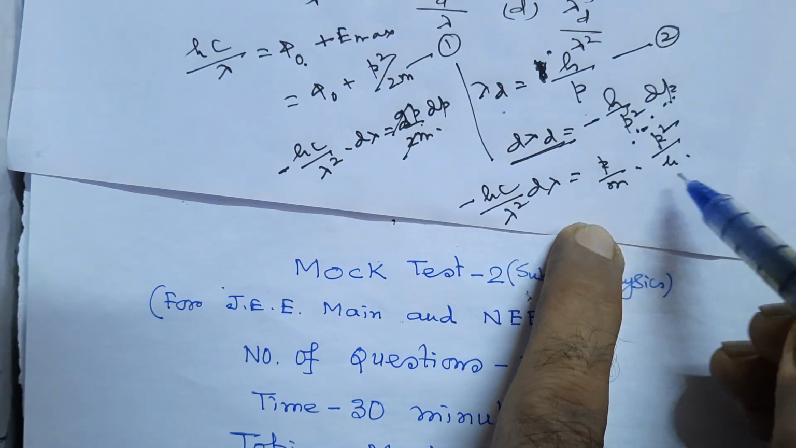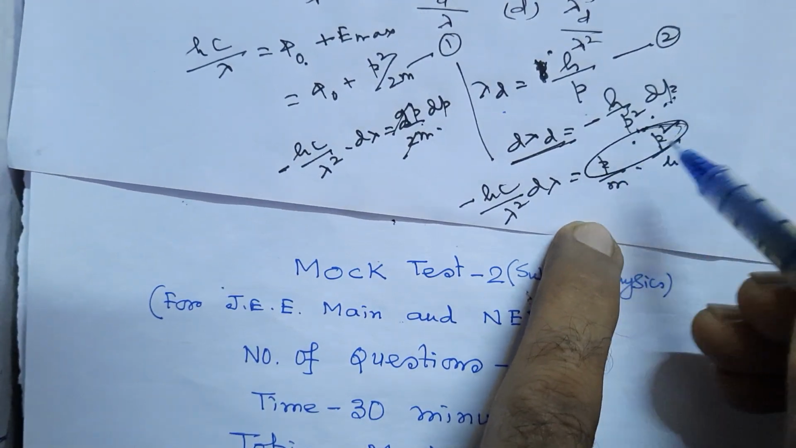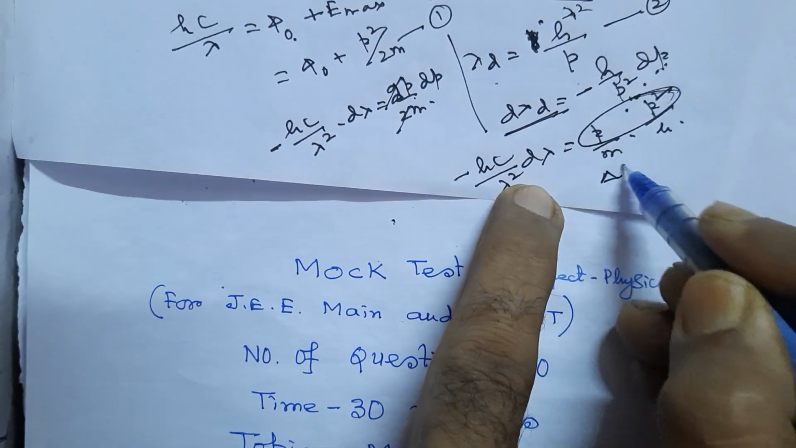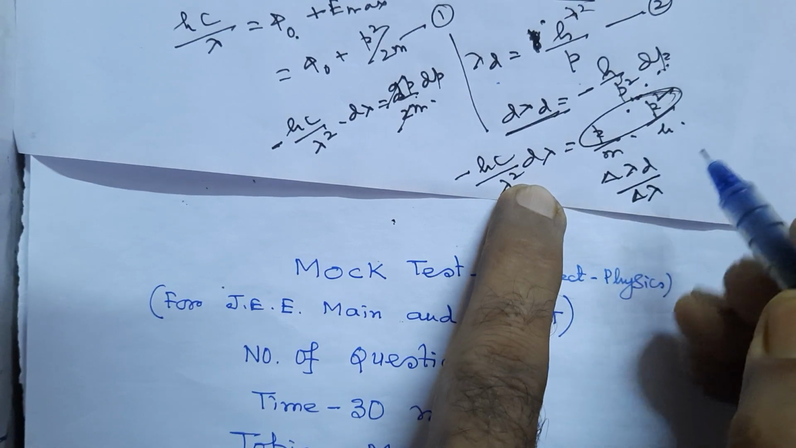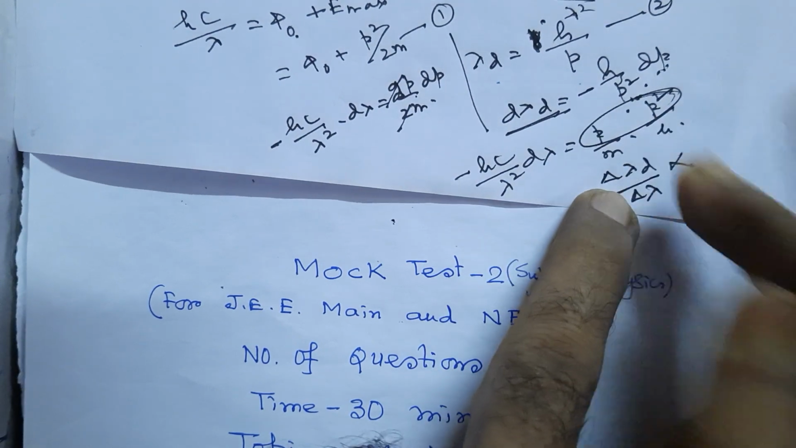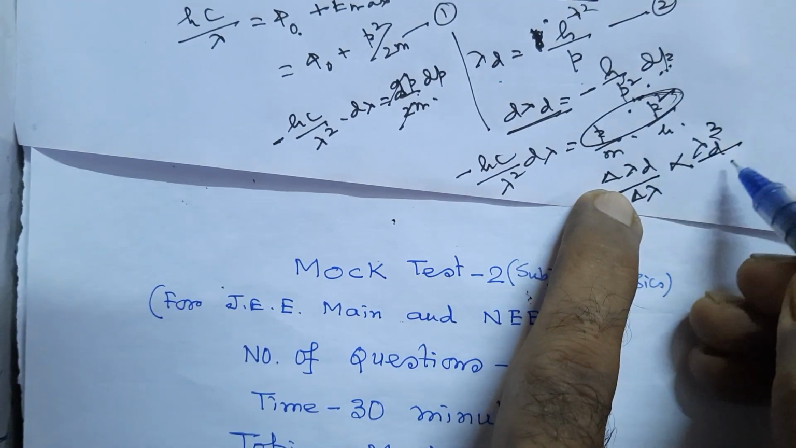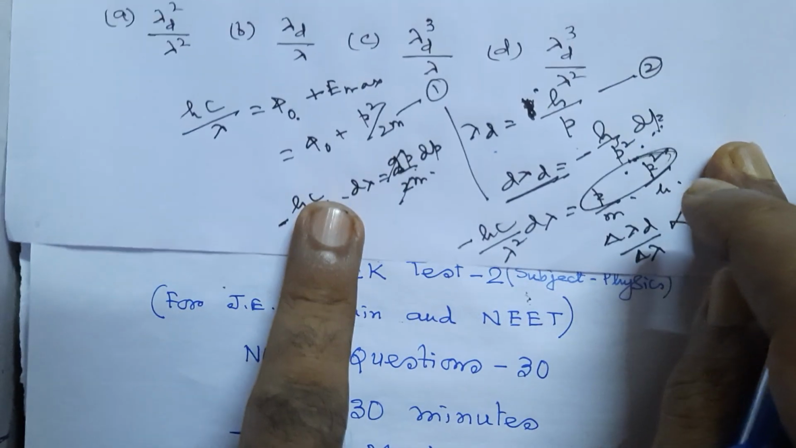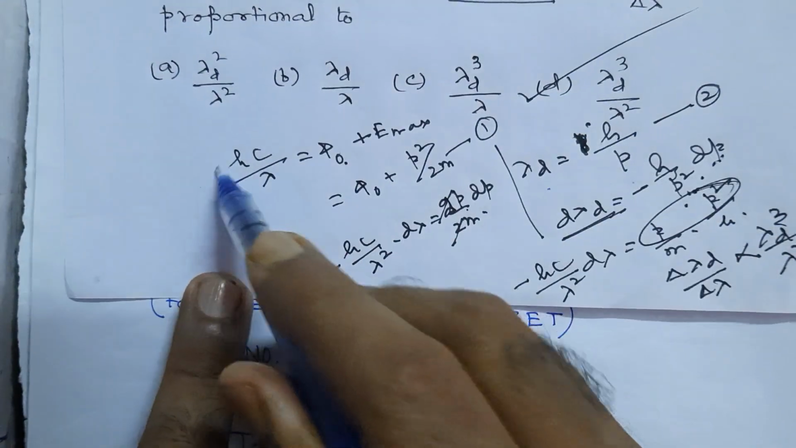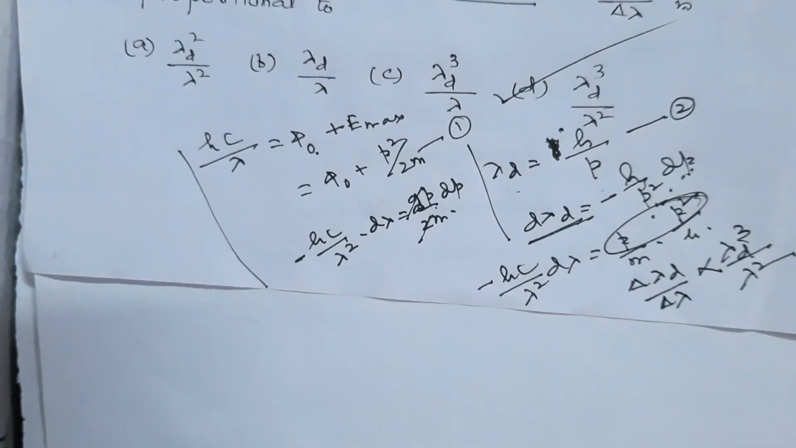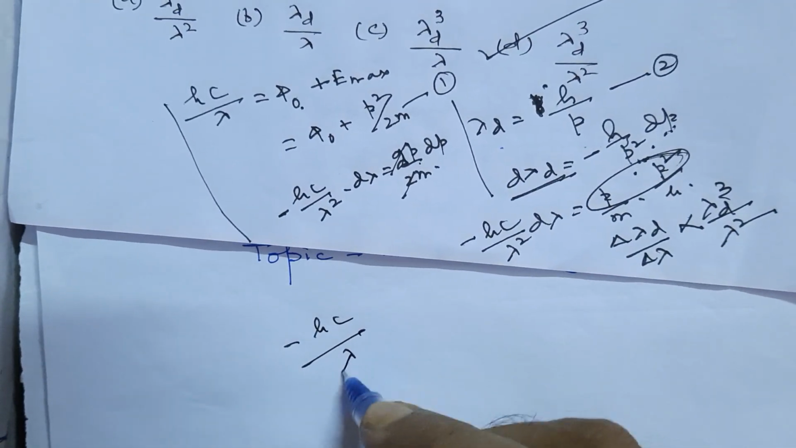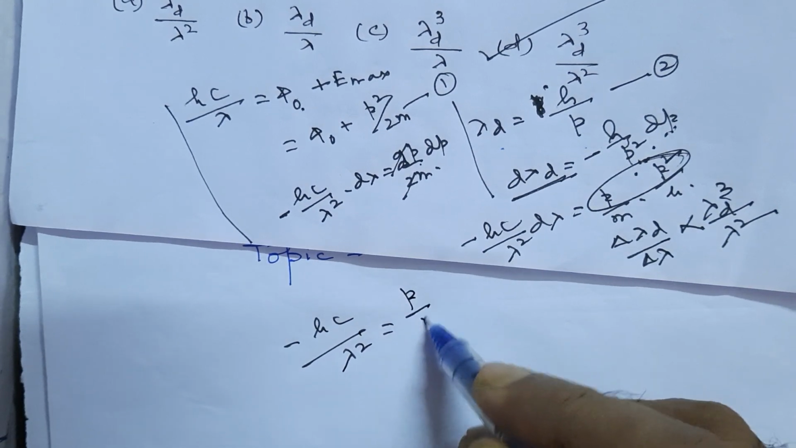Now put the values of p, and we come to the conclusion that delta lambda d by delta lambda is proportional to lambda d cube by lambda square. So lambda d cube by lambda square is our correct answer, which is found in D. So from the first equation, we may write down that minus hc by lambda square equals p by m into dp.